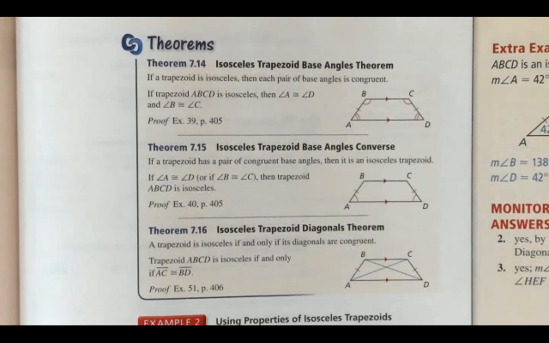So that's the converse. And the other identifying feature is that if the diagonals are congruent, then you have an isosceles trapezoid. So it's going to be isosceles if the diagonals are congruent, if the base angles are congruent, and/or if the sides are congruent. All of those are identifying features.